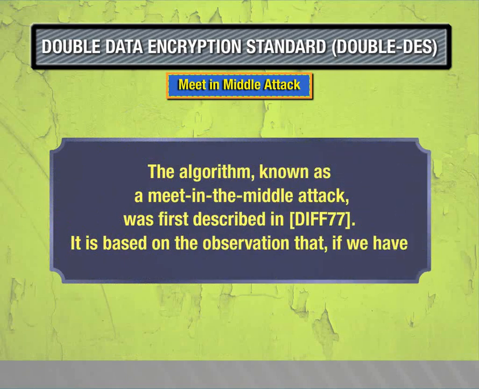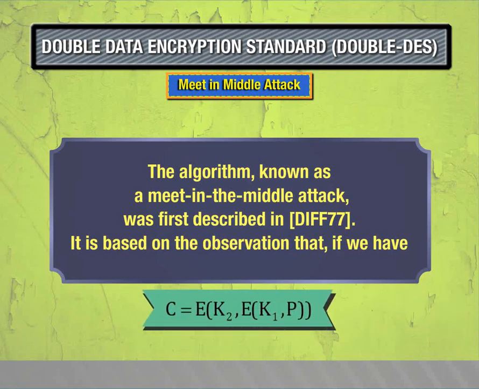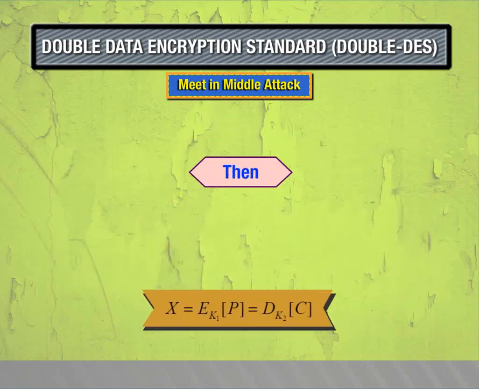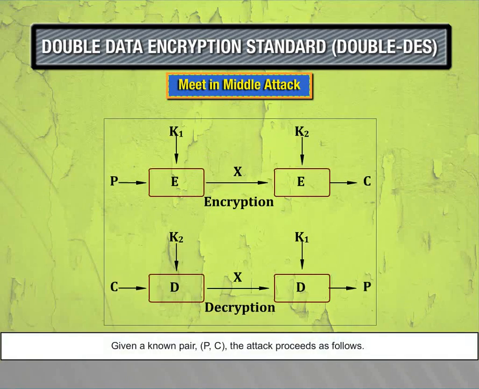The algorithm known as meet in the middle attack was first described in Diffie and Hellman in 1977. It is based on the observation that if we have C = E_K2(E_K1(P)), then X = E_K1(P) = D_K2(C). Given a known pair (P, C), the attack proceeds as follows.